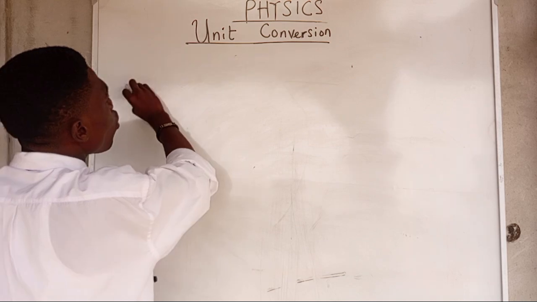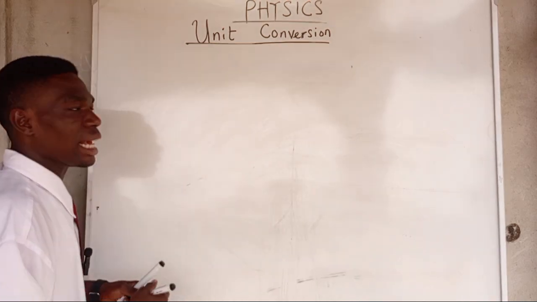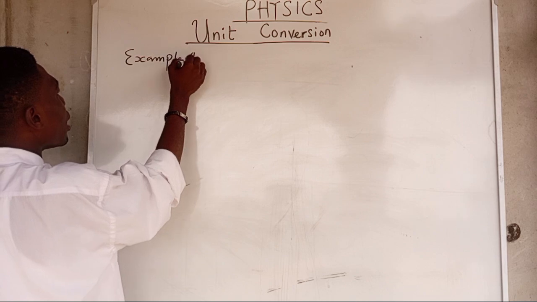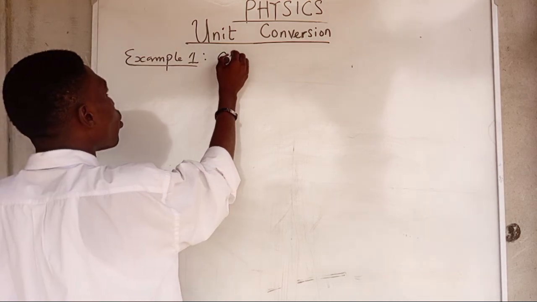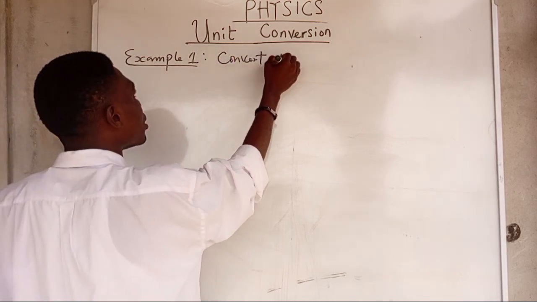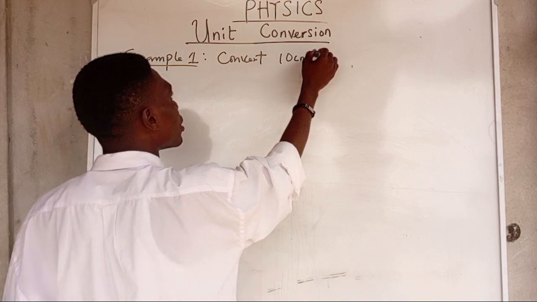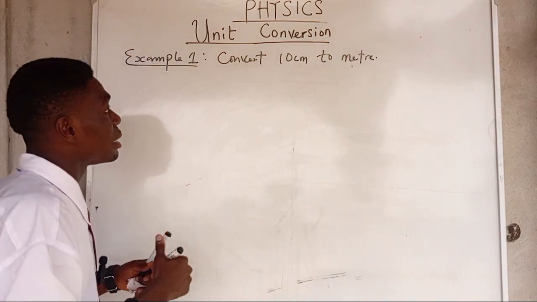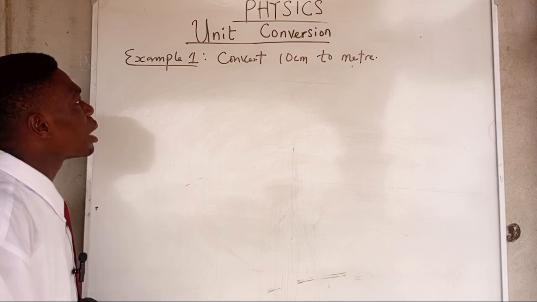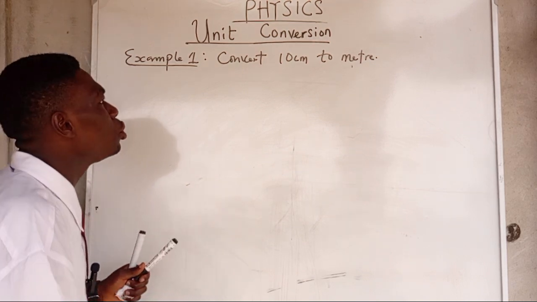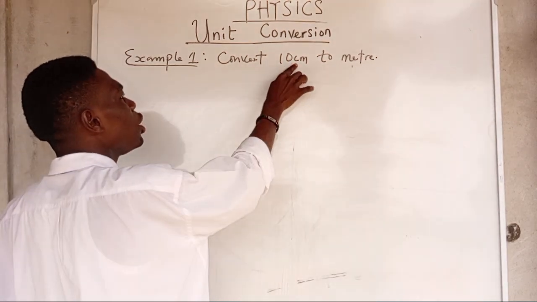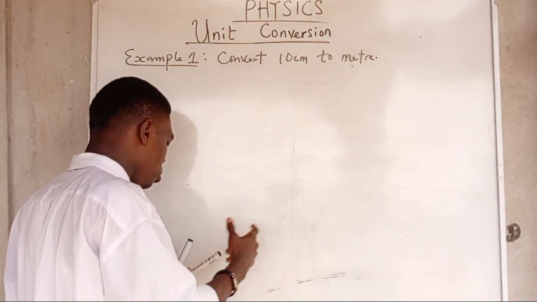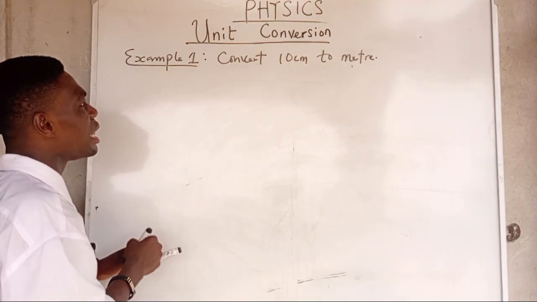All right, guys, so we are now going to take an example. Example one: convert 10 centimeter to meter. Convert 10 centimeter to meter. Now, the only thing you have to do here is to remember the values of the prefixes. Are we together now? And substitute. You will see that you get the unit that you require.